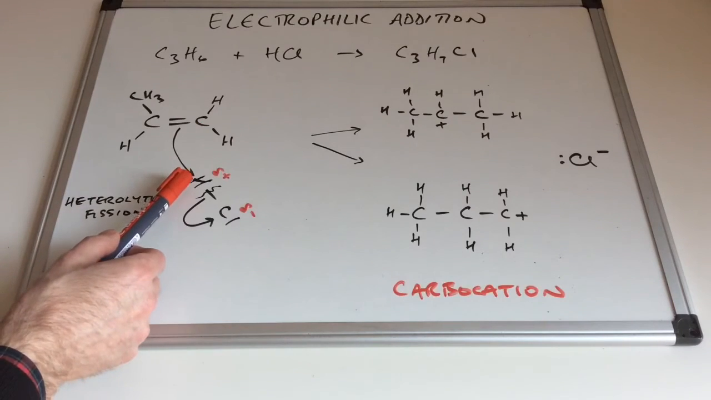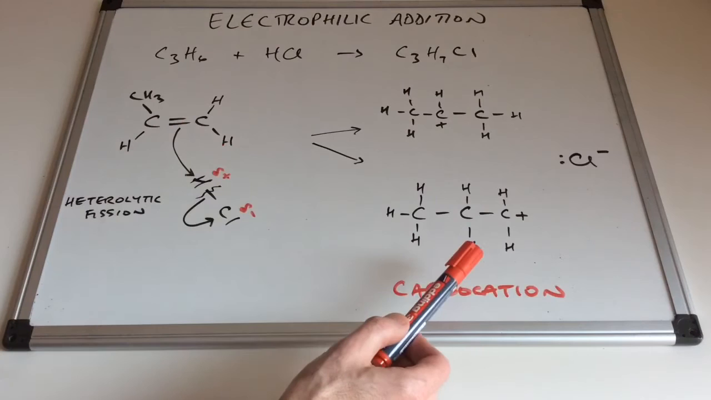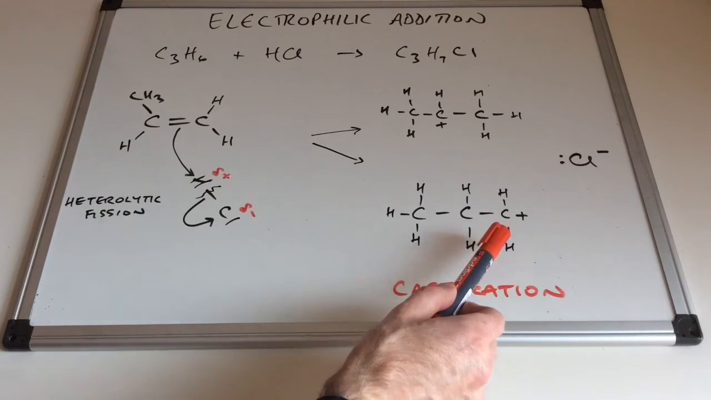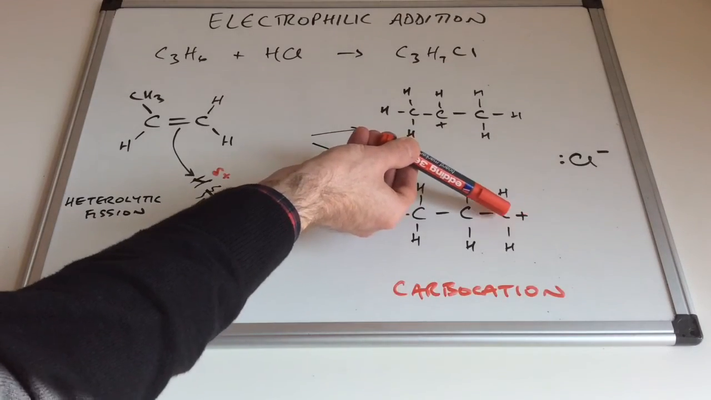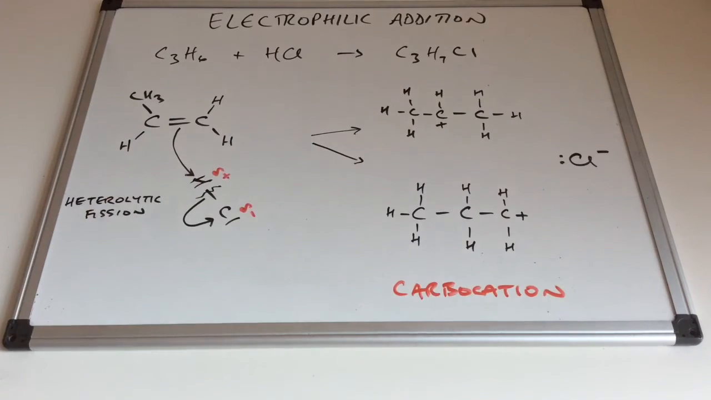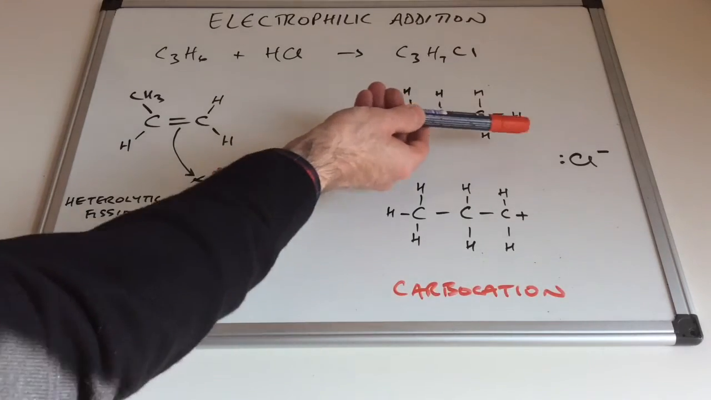The hydrogen could also attach to this carbon here. So essentially we've put it here, and that means that the positive charge is now on this end carbon, and so this carbocation is what we call a primary carbocation because the carbon with the positive charge has got one carbon group attached to it. And you can see on the far right there, the chlorine that's come off is in the form of a chloride ion.